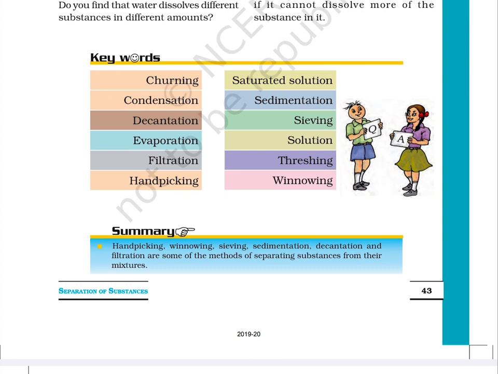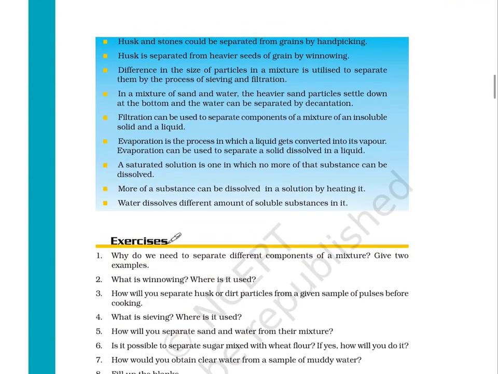Hand-picking, winnowing, sieving, sedimentation, decantation and filtration are some of the methods of separating substances from their mixtures. Page 44. Husk and stones could be separated from grains by hand-picking. Husk is separated from heavier seeds of grain by winnowing. Difference in the size of particles in a mixture is utilized to separate them by the process of sieving and filtration. In a mixture of sand and water, the heavier sand particles settle down at the bottom and the water can be separated by decantation.